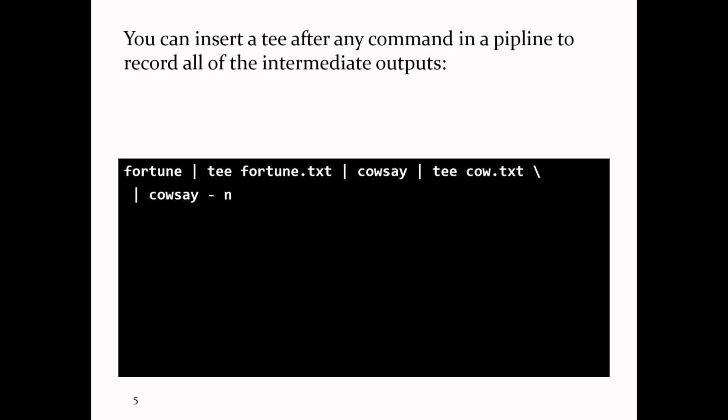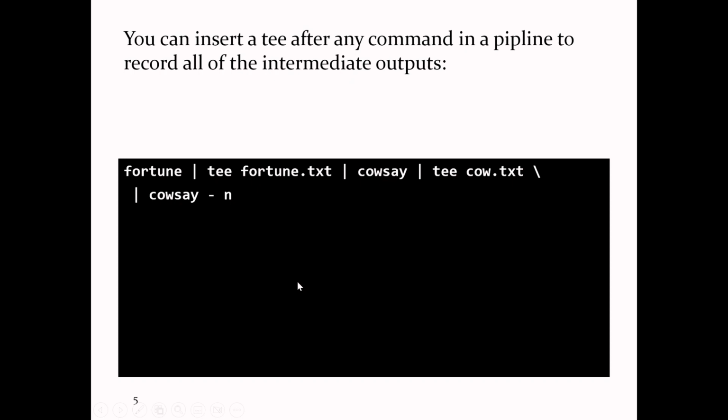So you can insert a tee after any command in a pipeline to record all of the intermediate outputs if you desire. I can take fortune, send its output to a file called fortune.txt, pass the output of fortune to cowsay, and then send that output to cow.txt. Then pass the output of cowsay to another cowsay program, so I have a cow output whatever another cow is saying.